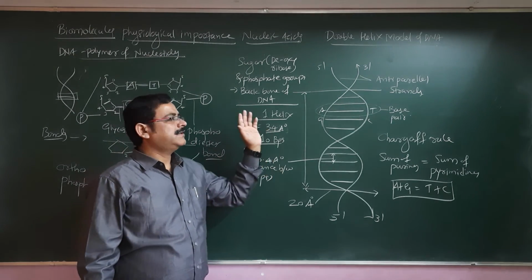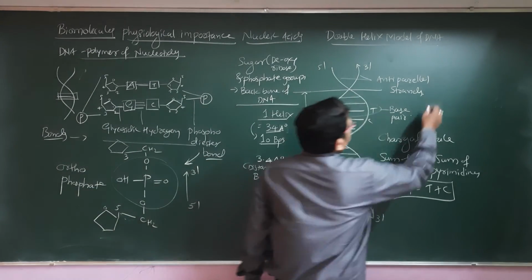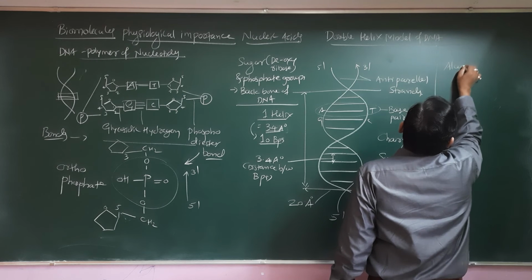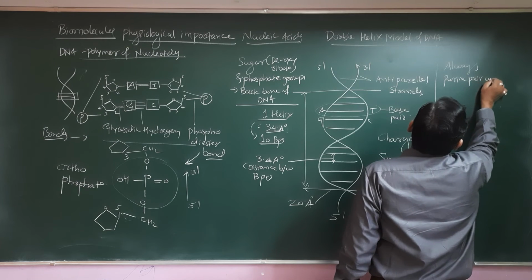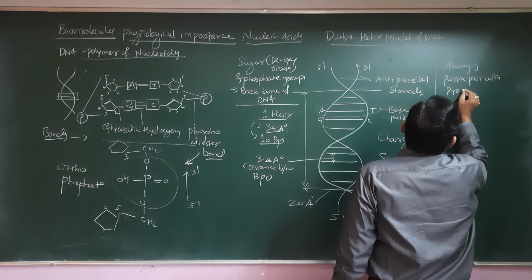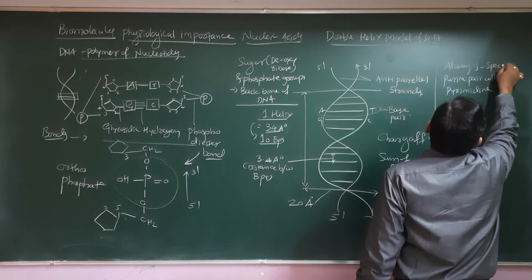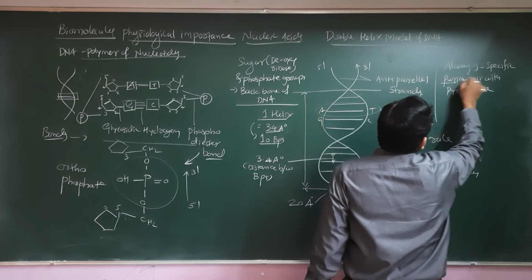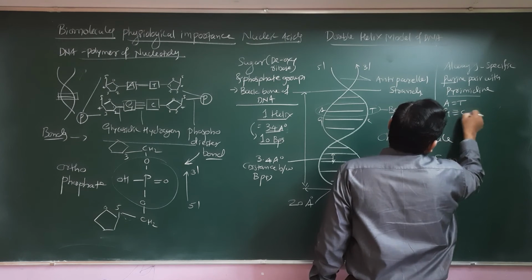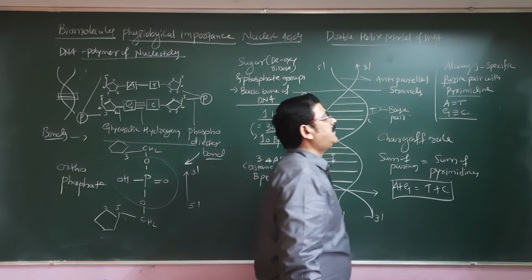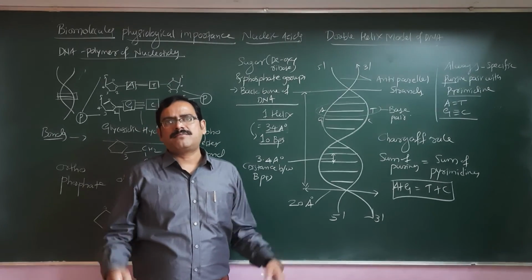And then always a purine pairs with a pyrimidine only. You have to use the word specific: a purine pairs with the pyrimidine, meaning adenine always pairs with thymine, guanine always pairs with cytosine. Adenine with cytosine, or guanine with thymine, will never happen. If it happens, it is called a point mutation. It is an abnormal status.